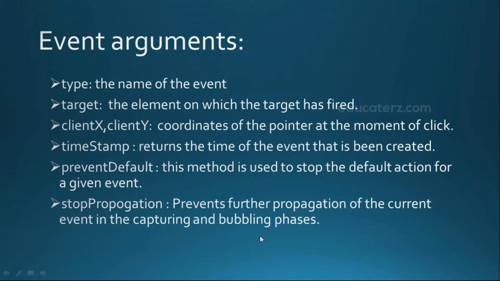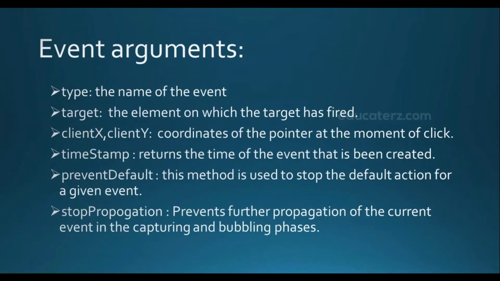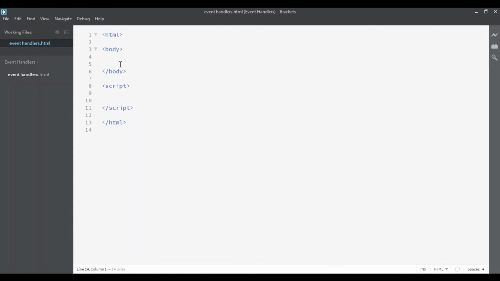Let's flip to Brackets now. Here, first check with the event attributes. Let's create a button and assign an onclick attribute with a value of showMessage, which is a function. And let's name the button Show Message.